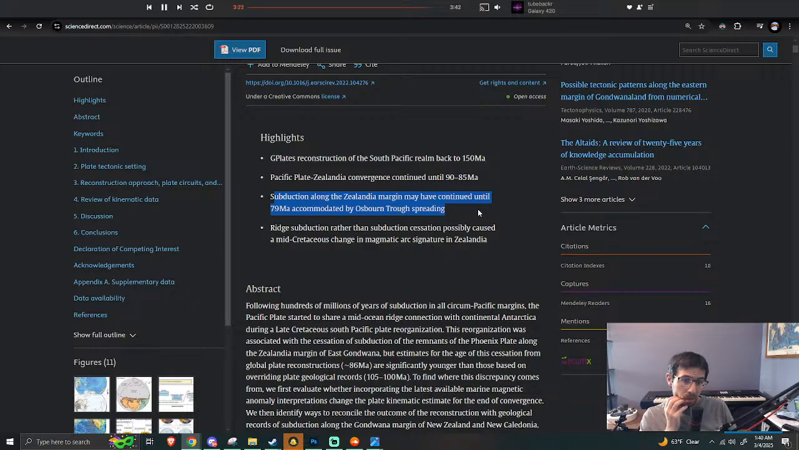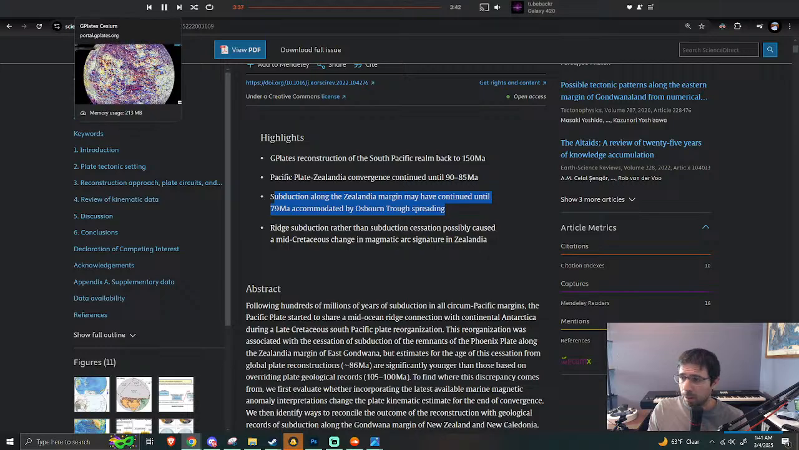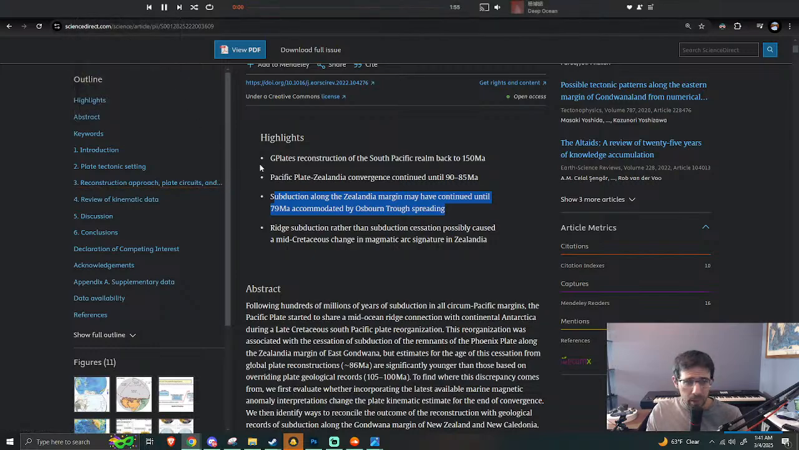GPlates. Which is what this magnetic anomaly map is over here, GPlates. I don't know if that's the magnetic anomaly map. They have several.